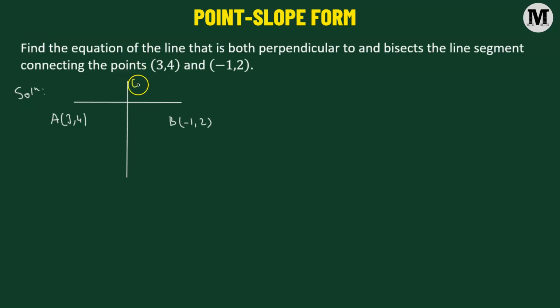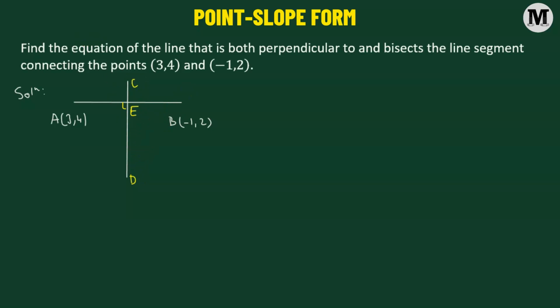So let's say we have the line CD. It is perpendicular to AB and also bisects it at the point E. Or we can say in other words that E is the midpoint of A and B. Now our goal will be to determine the equation of CD.